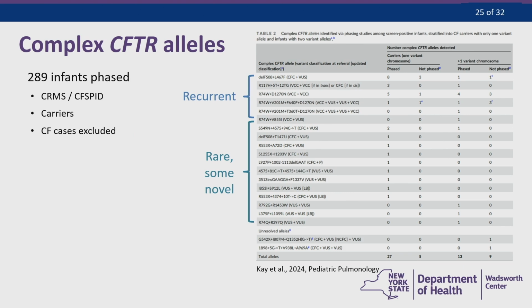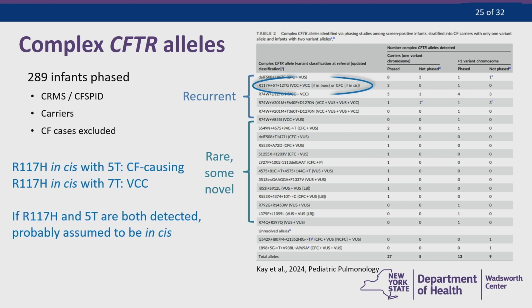So you can see this list of all of the complex alleles that we've detected in this group of CRMS CFSPID patients. I'm not going to go through it, but we published it in 2024. But I do want to highlight R117H. So I think we all know when it's in cis with 5T, it's CF causing. In cis with 7T, it's a variable clinical consequence variant. If they're both detected, we kind of assume that they're on the same chromosome. We did that for many years in newborn screening. You detect both, the baby's a carrier.